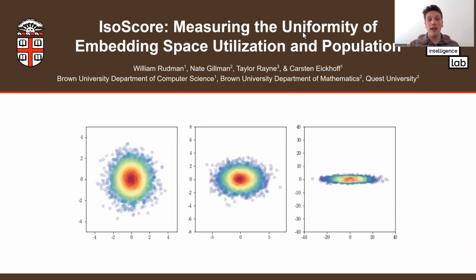Today, I'm going to briefly cover our paper, IsoScore. IsoScore introduces the first tool in the literature capable of measuring isotropy in embedding space. And we use IsoScore to study the geometry of point clouds induced by contextualized embedding models such as BERT or GPT-2.